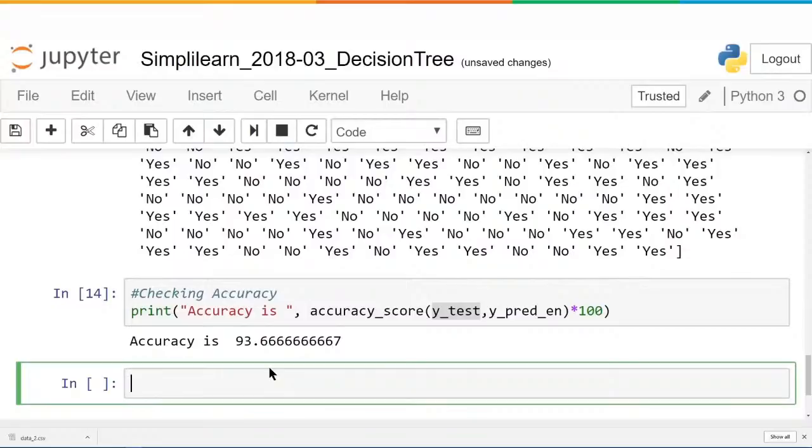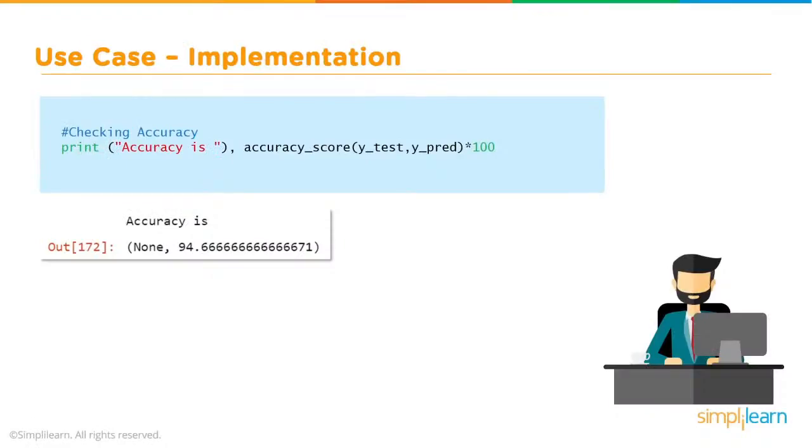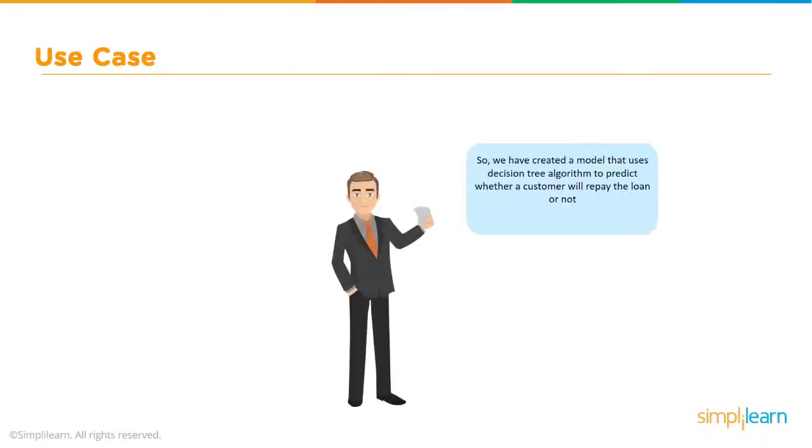So when we look at the number of loans and how well our model fits, we can tell people it has about a 93.6% fit. Just a quick recap on that: we now have accuracy set up on here. We have created a model that uses the decision tree algorithm to predict whether a customer will repay the loan or not. The accuracy of the model is about 94.6%.